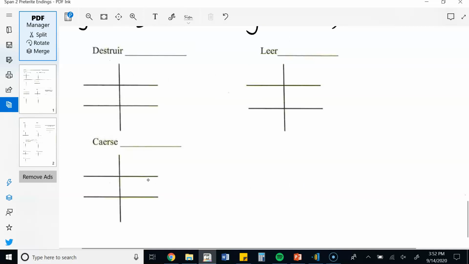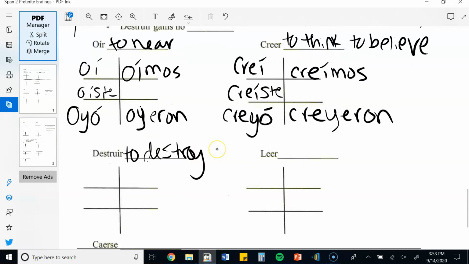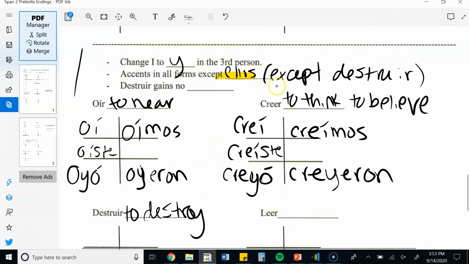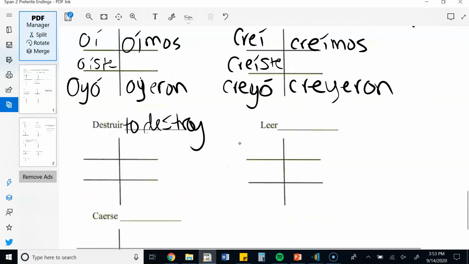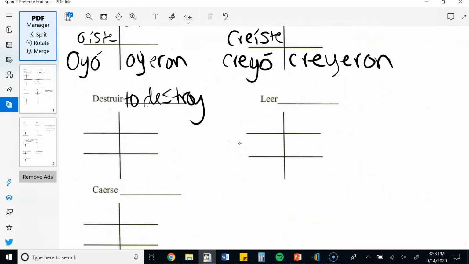Destruir. To destroy. Now, destruir was a little bit different. Remember, destruir didn't have to have accents. Destruir gains no accents. So if there was an accent in a regular ending, then we still keep it, but we don't have to add any. So I'm going to do the same strategy I did last time. That worked for me. Drop my IR.